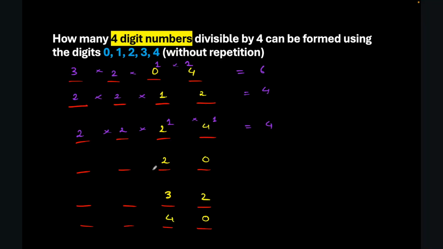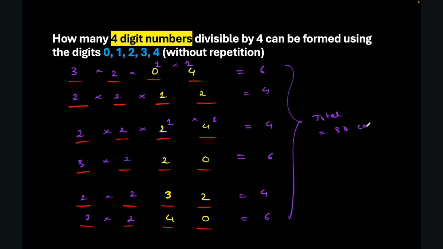For 20 ending, I can again put 3 and 2, which gives me 6 ways. Here again, it's 2, 2, and here it's 3 and 2. I'm just using the same logic to finish up the remaining 2 parts. So for numbers ending in 32, I have another 4 ways. Numbers ending in 40, I have 6 ways. So 10, 10, 10. Total is 30 cases.